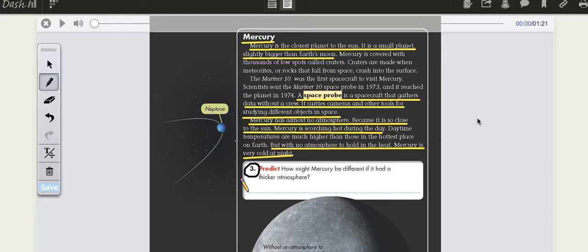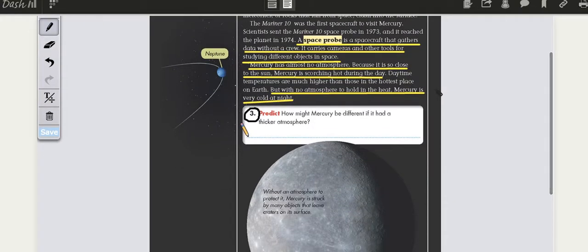Actually, you heard in the video the term space probe. It's a very important term when we talk about planets, because most of the information that we know about the planets is gathered by a spacecraft that gathers this information or data without a crew. So there's no one inside it. It carries cameras and other tools for studying different objects in space. So we call this a space probe.